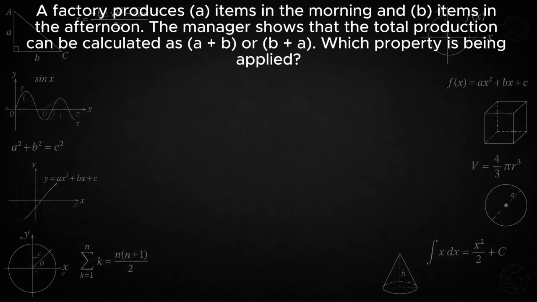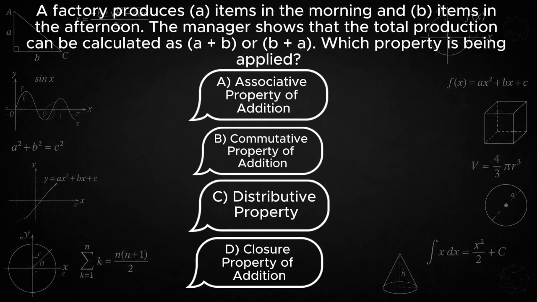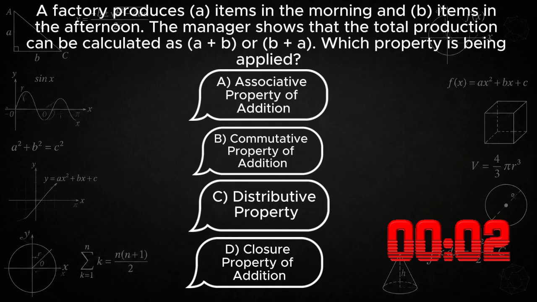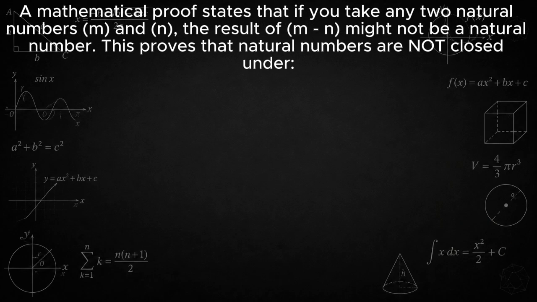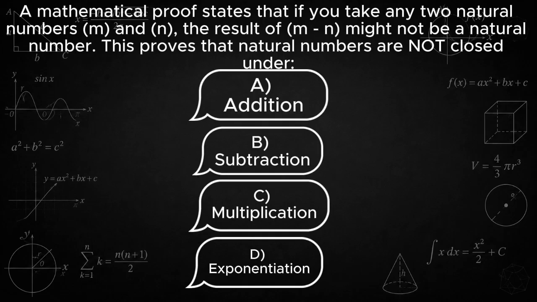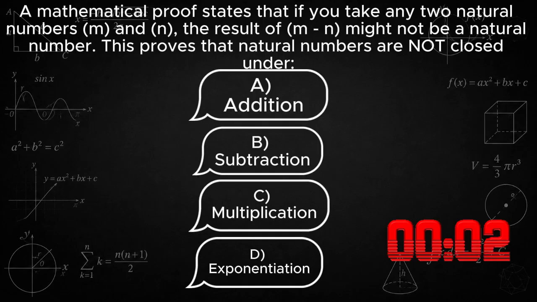A factory produces A items in the morning and B items in the afternoon. The manager shows that the total production can be calculated as A + B or B + A. Which property is being applied? A mathematical proof states that if you take any two natural numbers m and n, the result of m - n might not be a natural number. This proves that natural numbers are not closed under what?